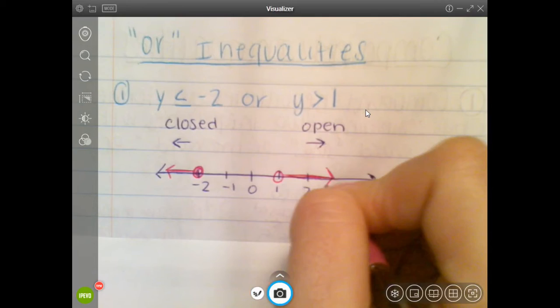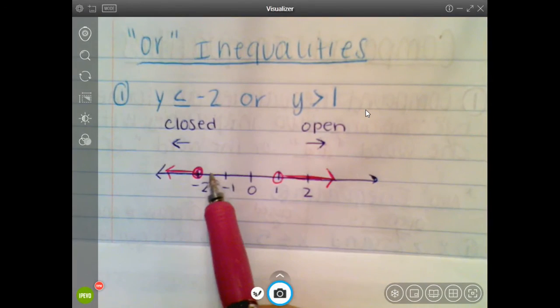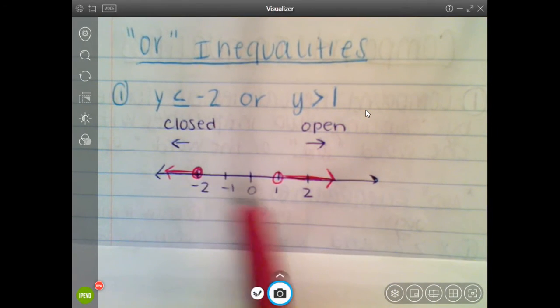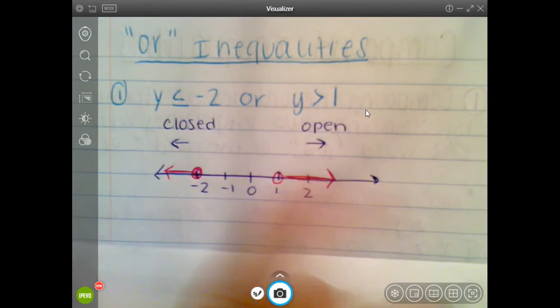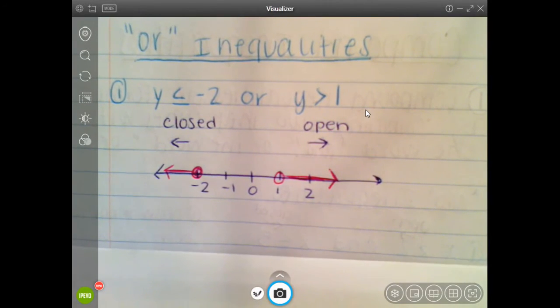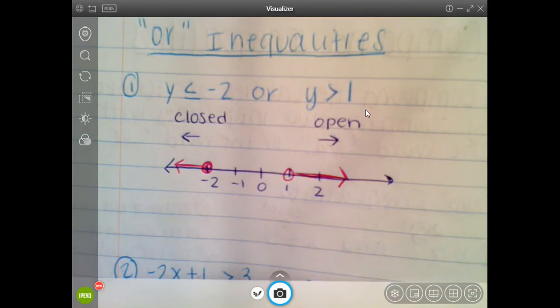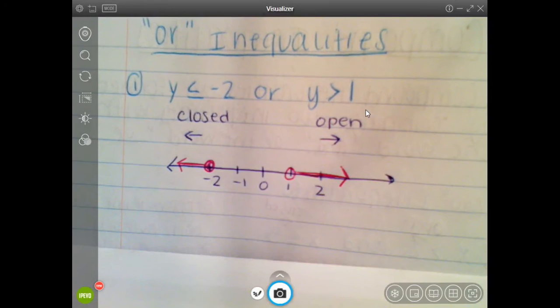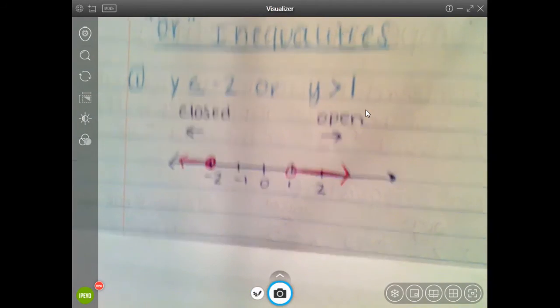So you immediately should notice, okay, ands were like this, right in the middle. Now ors are going in opposite directions. That is how they will look when you're graphing compound inequalities. So ors will go away from each other and ands will come in towards each other. One more example.